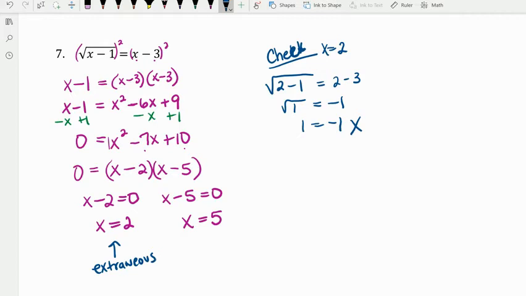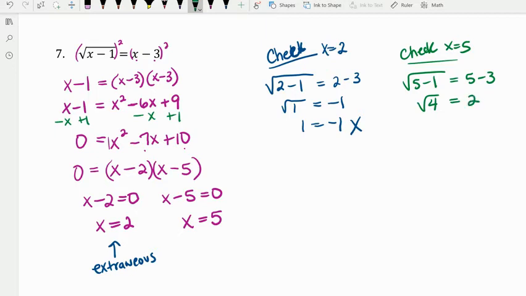And then I'm going to check my x equals 5. Make sure that one works. So for that one, I get radical 5 minus 1 equals 5 minus 3. That's the square root of 4 equals 2, and that means 2 equals 2. That one does check out. So that means my only answer for this problem is x equals 5.